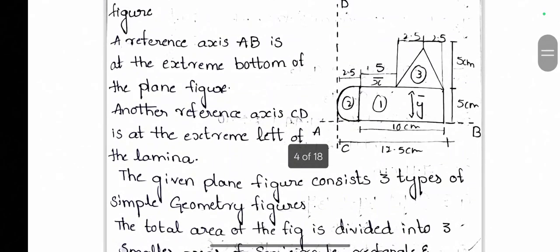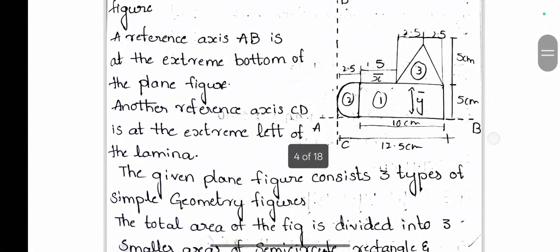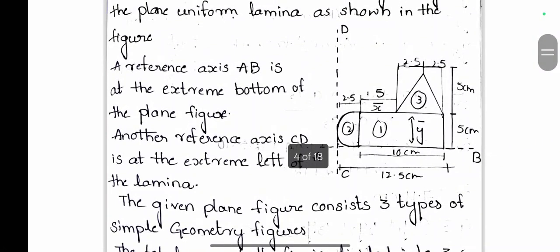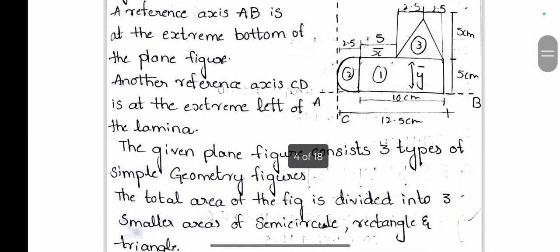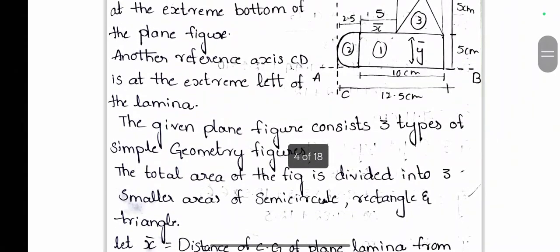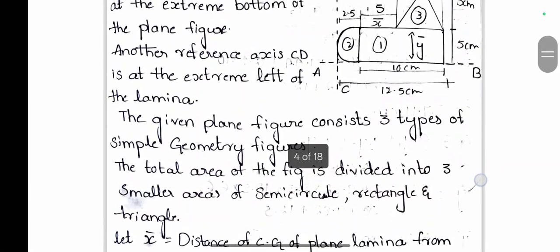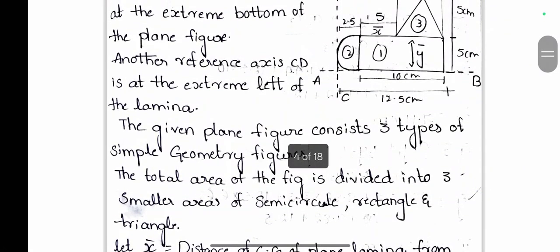At the extreme bottom we are fixing a reference axis which is AB. At the extreme left we are fixing another reference axis, that is CD. According to these reference axes, we are going to find out X bar and Y bar. The given plane figure consists of three simple geometric figures: the first is the rectangle, the second is the semicircle, and the third is the triangle.